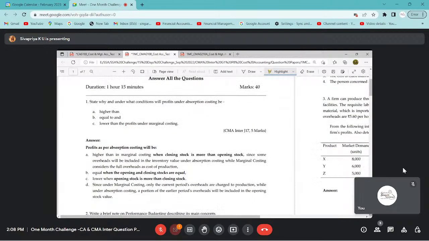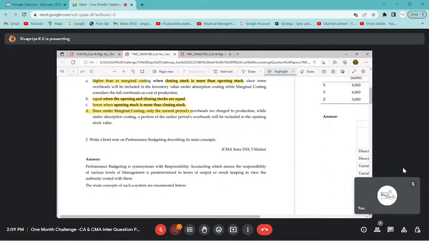Question number 1. Under what conditions will the profit under absorption costing be higher, equal to or lower than the profit under marginal costing? Generally it will be higher than in marginal costing when closing stock is more than the opening stock. It will be equal when both opening and closing stock are equal, and it will be lower when the opening stock is more than the closing stock.